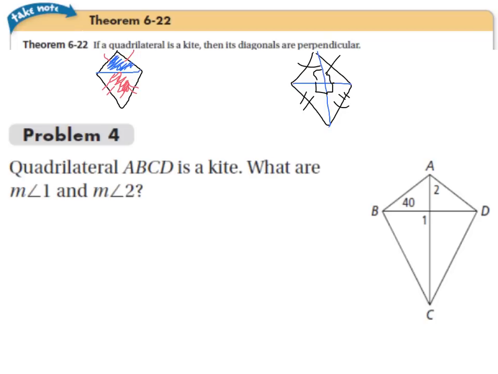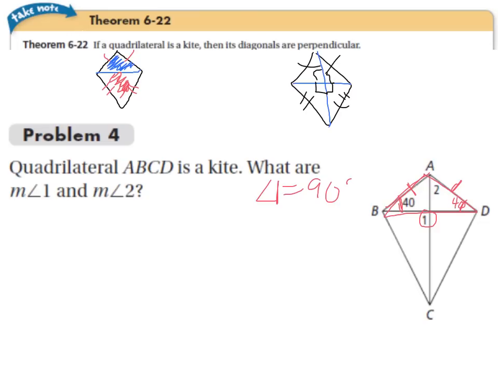So I want to fill in everything I know here. It's saying that ABCD is a kite. Right away, I can say that angle 1 is going to be equal to 90 degrees, because those perpendicular parts bisect each other. I also see that I have this isosceles triangle right here, because these two sides would be congruent. So if this side is 40, this angle right here is 40.